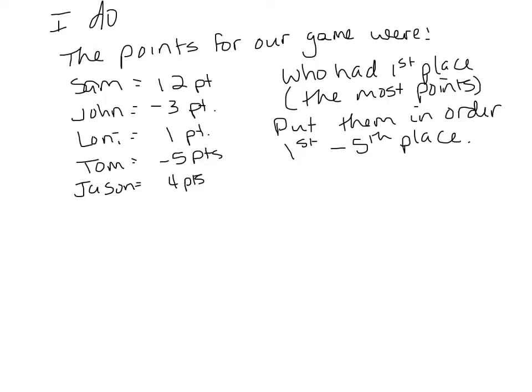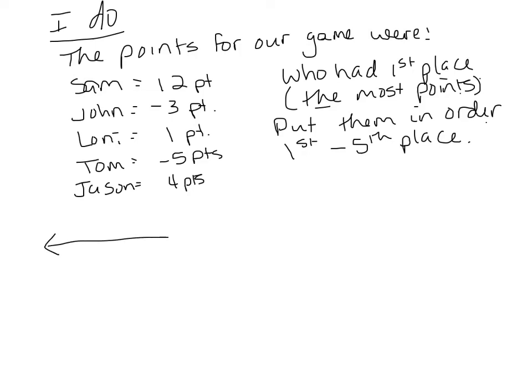Okay, so the other type of questions that you'll see in relationship to this standard are ordering the numbers. So we had a game that we played. This is the I do, so just make sure you're paying attention here. You don't have to copy this part down. The points for our game were Sam had 12 points, John had negative 3 points, Lonnie had 1 point, Tom had negative 5 points, and Jason had 4 points. And the question is, who had first place, or the most points, and put them all in order from first through fifth place. So who had first, second, third, fourth, and fifth place.